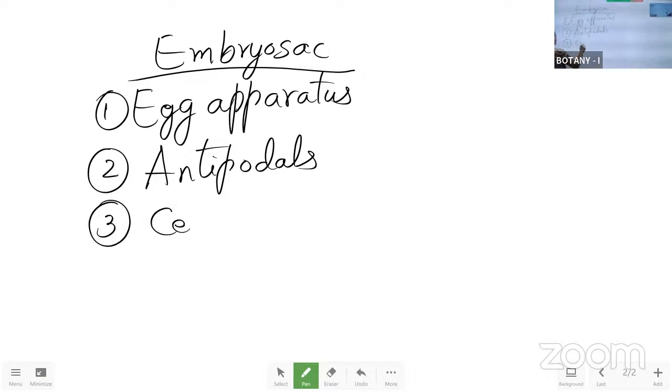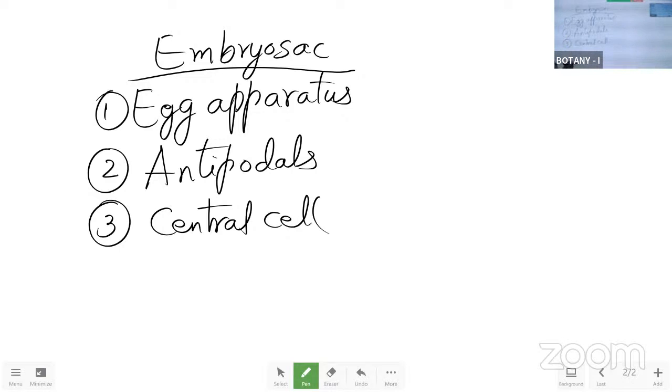And central cell. Like this, we can divide the 3 parts in the embryo sac. So the first one is the egg apparatus. What is meant by egg apparatus and what we have to write over here?